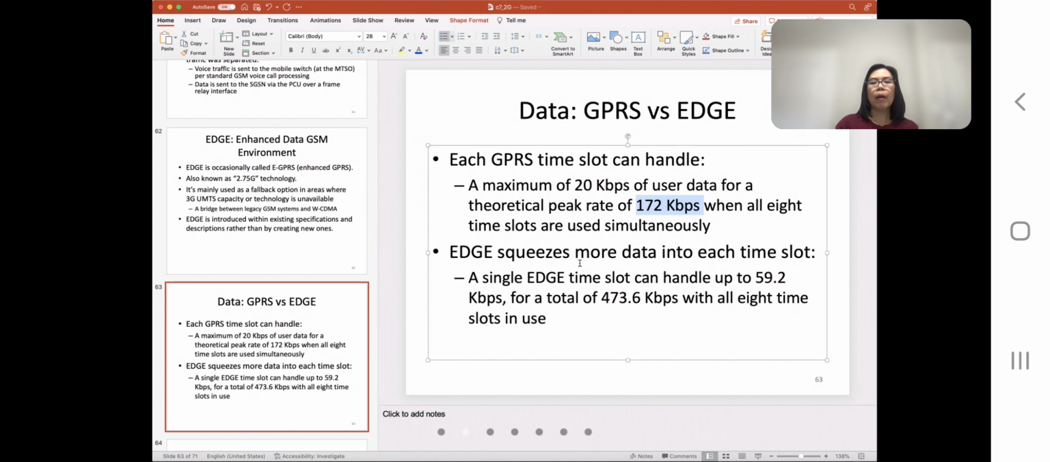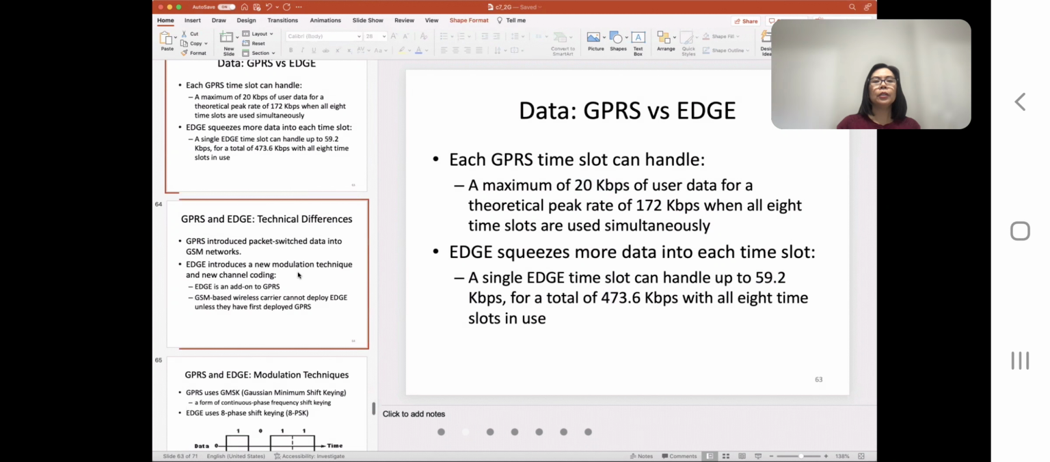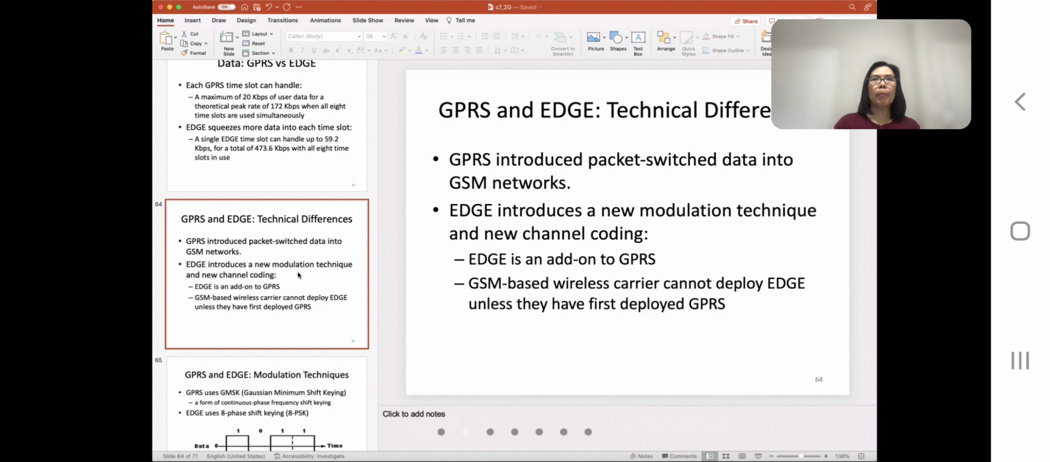And how can EDGE offer higher data rates? It uses a better encoding, a new channel encoding, and a better modulation technique. So EDGE introduces a new modulation technique, and we'll see in the next slide, a new channel encoding.